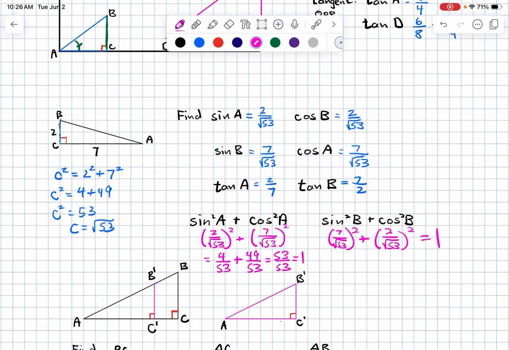So this is called a Pythagorean identity. So this is another important concept. Sine squared A plus cosine squared A equals 1. That's one of the things that you need to remember. Okay?